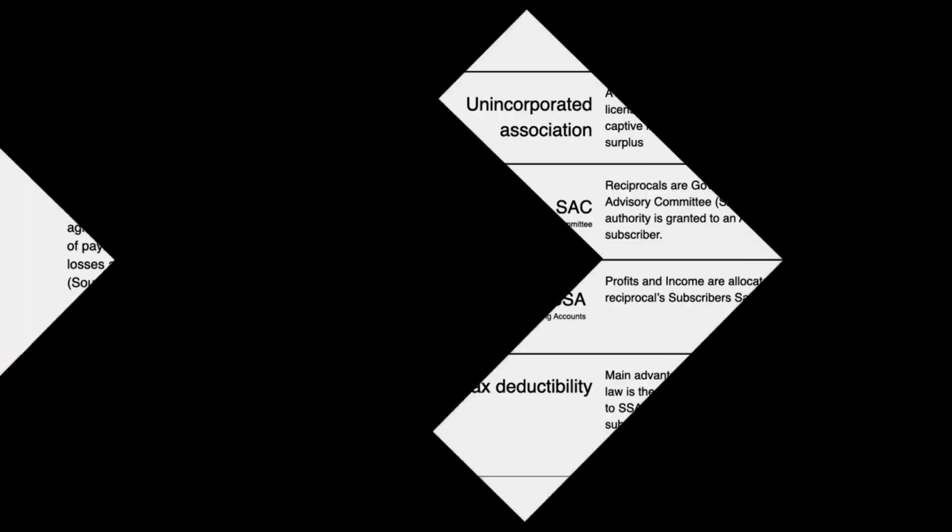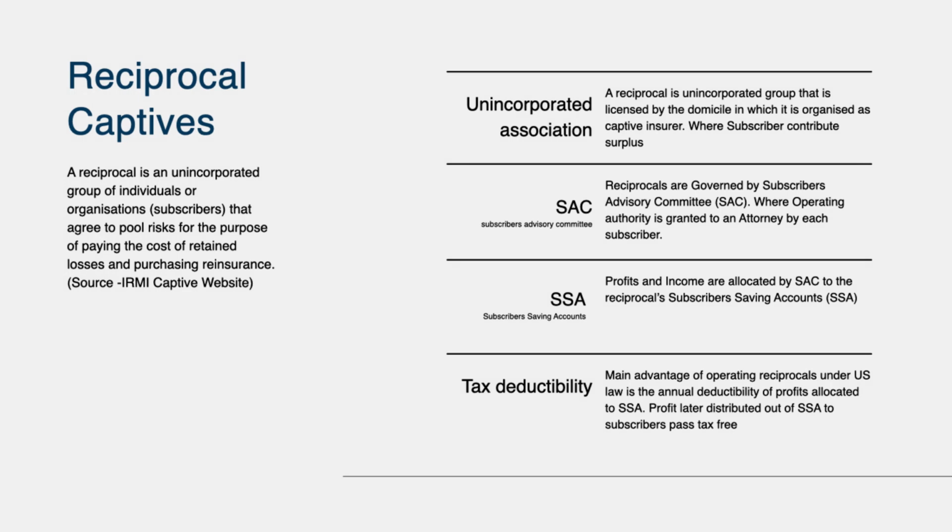The fourth type we discussed was the reciprocal organization. These are primarily unincorporated associations. Reciprocal organizations are licensed by the domicile in which they are organized as a captive insurer. These reciprocal organizations are run by something called the Subscribers Advisory Committee, that is SAC. Subscribers are similar to the insured under a traditional insurance policy. These subscribers share the risk among themselves and contribute surplus. The Subscribers Advisory Committee grants the operating authority to an attorney. This attorney runs the day-to-day operation of the reciprocal organization.